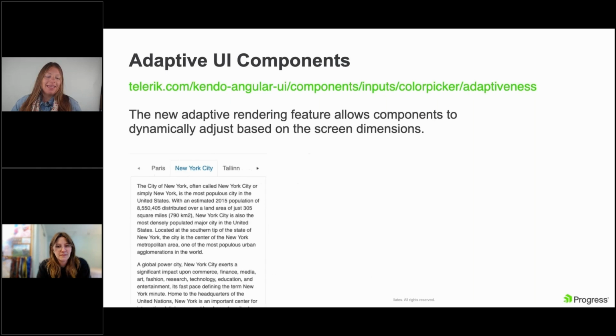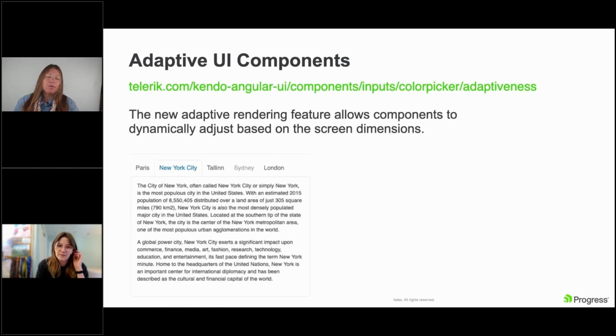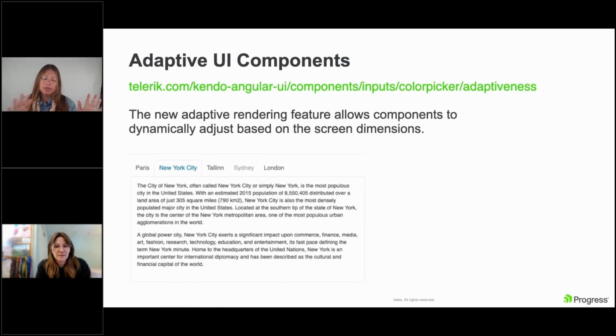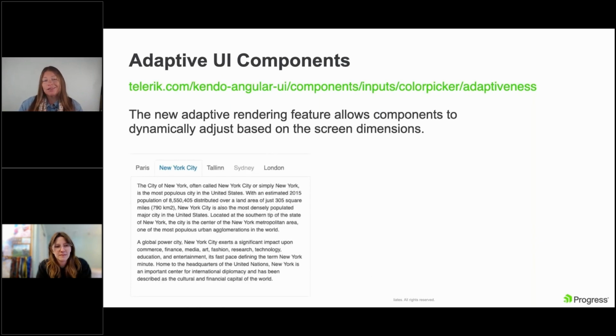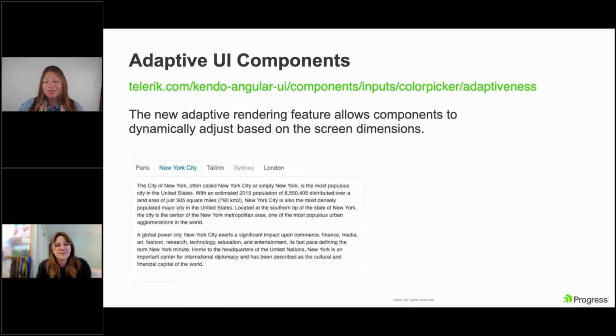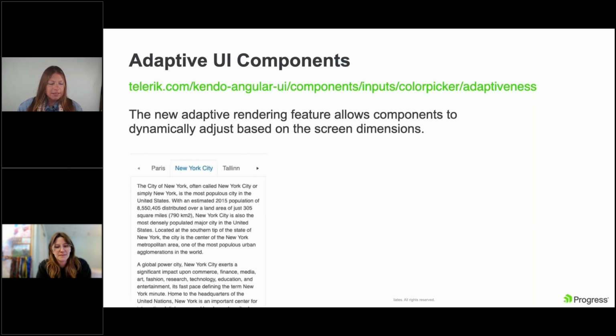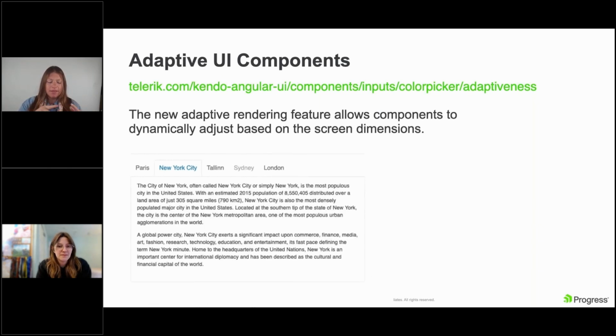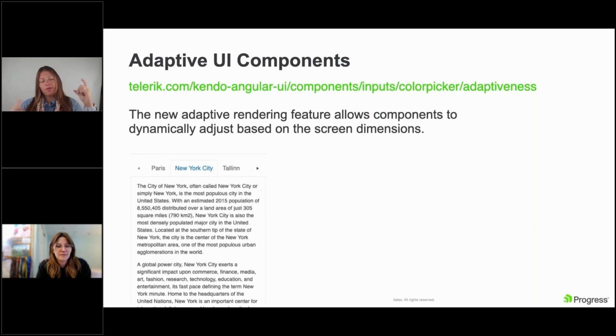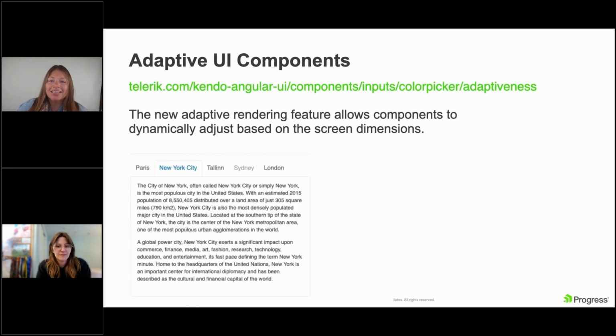And then the new adaptive rendering feature that we've been talking about across the board allows components to dynamically adjust based on the screen dimensions. jQuery got those as well. I think the URL is a different demo than what I'm screenshotting, but check that out in the docs.